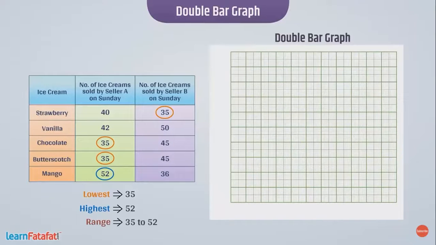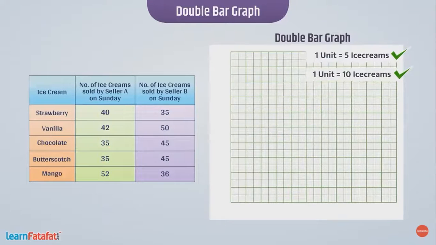Choose a suitable scale. Here, if we use 1 unit equal to 1 ice cream, then the bars will be very tall and we could not represent them on the paper. If we use a very large value, such as 1 unit equal to 50, then it will be difficult to represent values like 35. So, an appropriate scale could be 1 unit equal to 5 ice creams or 1 unit equal to 10 ice creams, as most of the values can be represented using this scale. Can we choose 13 here? Think about it.